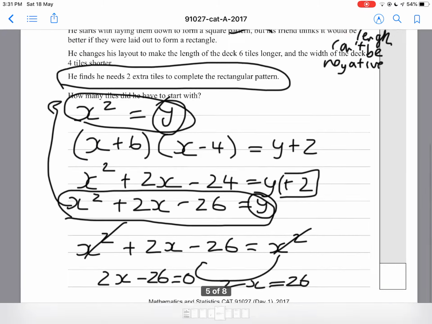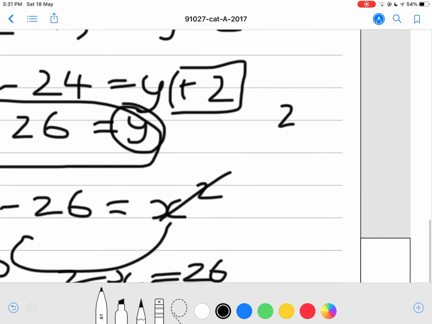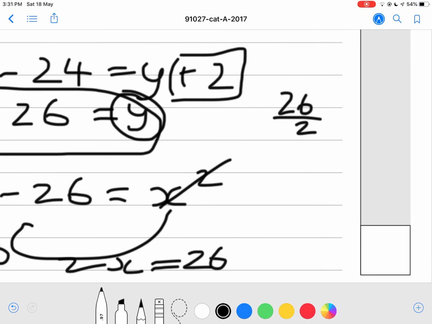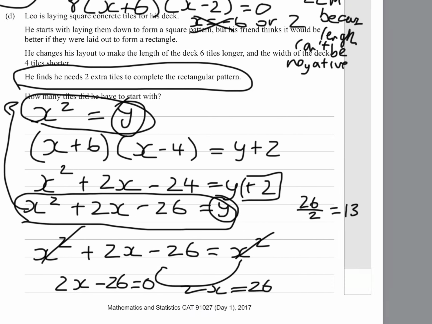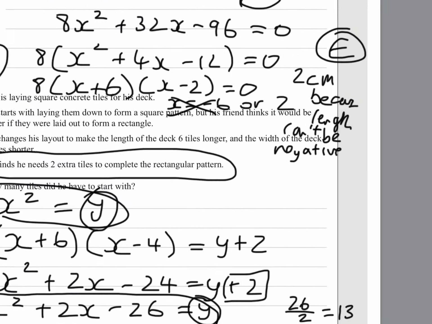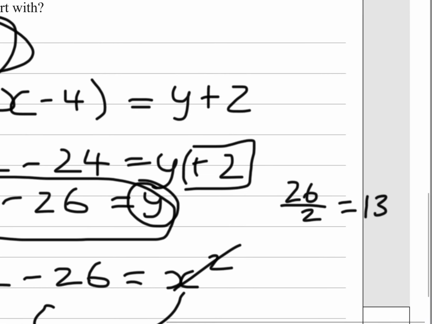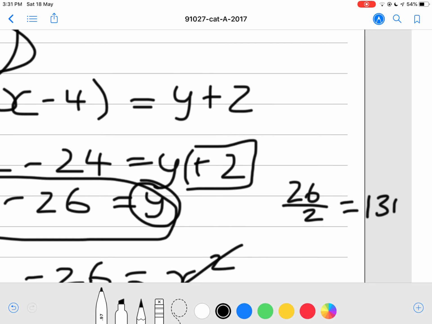And therefore, we can say that 26 divided by 2 is x. So 26 divided by 2 equals 13. So it equals 13 tiles. So here's 13 tiles.